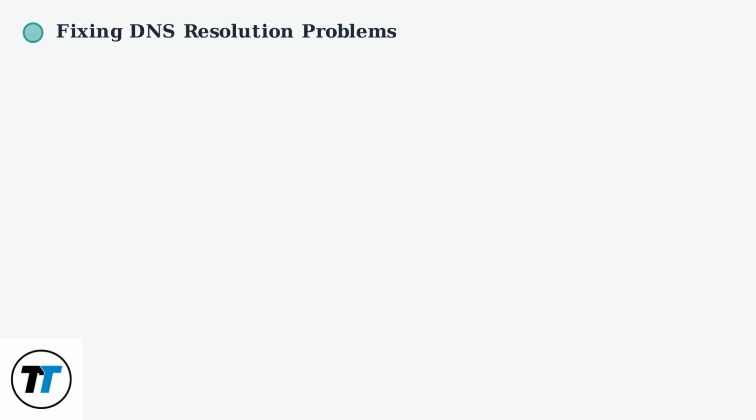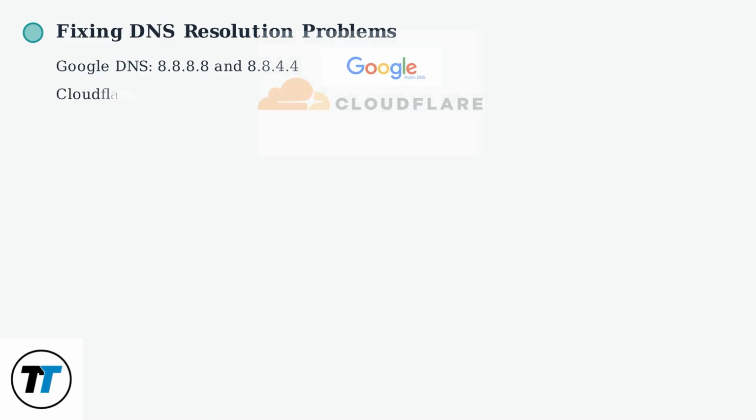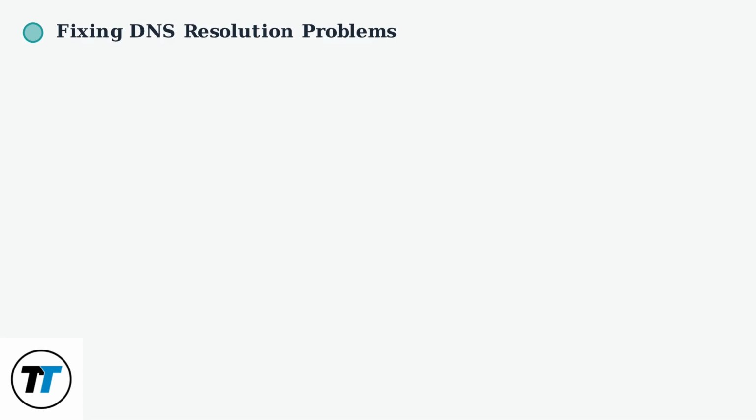DNS resolution problems can block your device from locating IBKR servers. This happens when your ISP's DNS servers are unreliable or slow. The solution is to change your device's DNS settings to use a reliable public DNS service. Two popular reliable options are Google's public DNS at 8.8.8.8 and 8.8.4.4, or Cloudflare's at 1.1.1.1. These servers are fast and stable, often resolving connectivity issues caused by ISP DNS problems.